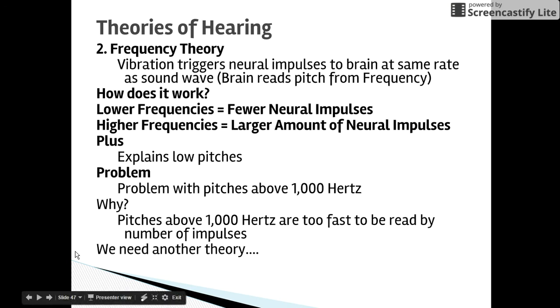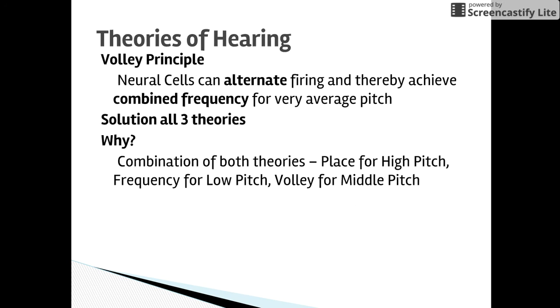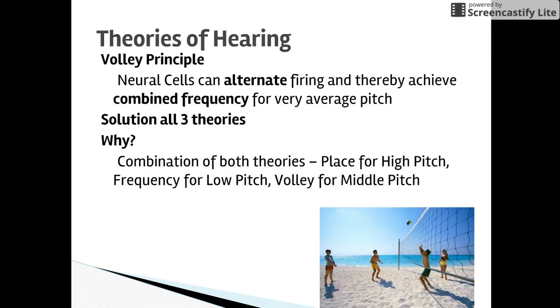The problem with this theory is with pitches above 1,000 hertz, what do we do? Pitches above 1,000 hertz are too fast to read by the number of impulses. So you've got the place theory, you've got the frequency theory, and we need another one. So now we have the volley principle, which is similar to that of a volleyball court. The neural cells can alternate the firing and thereby achieve combined frequency with two different pitches. So with the combination of those theories, we've got place for high pitch, frequency for low pitch, and volley for middle pitch.